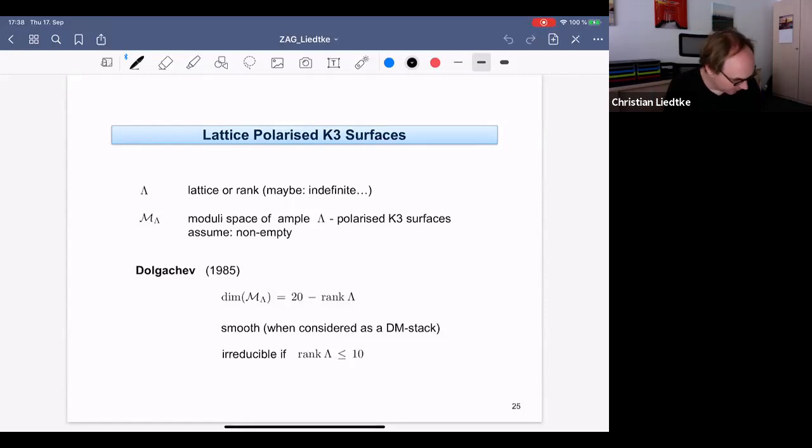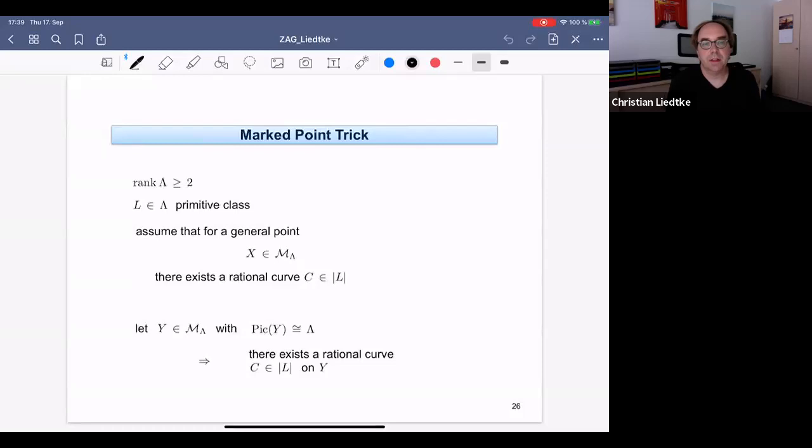And now what you do is the following statement. Suppose the rank is at least 2, fix a primitive class in that lattice, and assume that we know that for a general point inside this moduli space, assume for simplicity the moduli space is irreducible, there exists a rational curve, an integral rational curve, in the linear system associated to this primitive class.